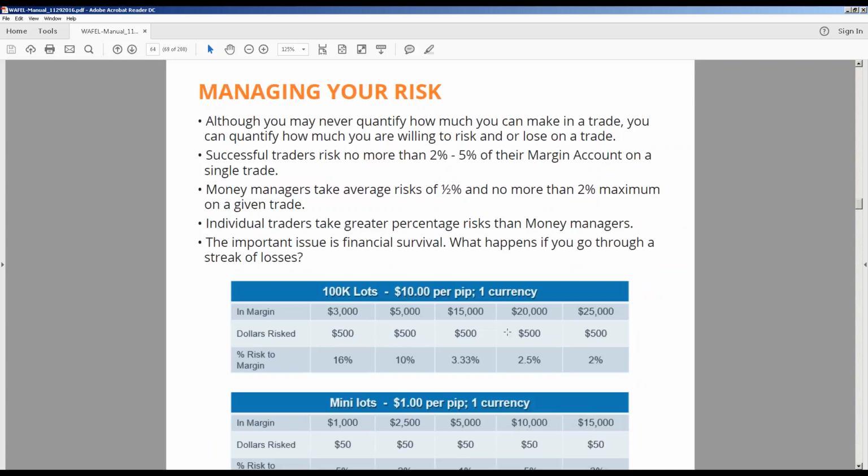Right, now let's get to managing your risk. Although you may never quantify how much you can make in a trade, you can quantify how much you are willing to risk and or lose on a trade.